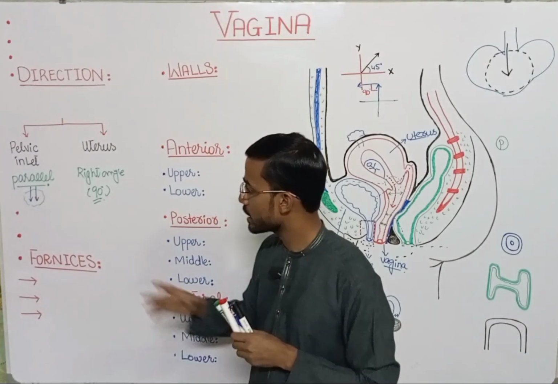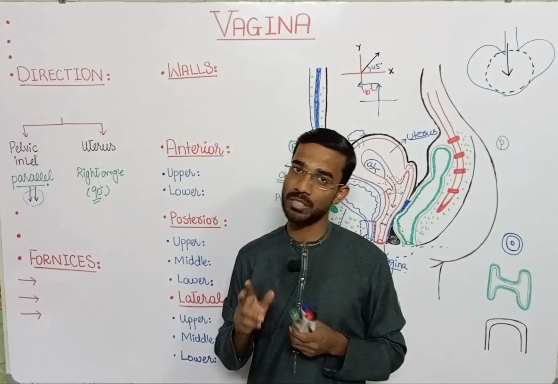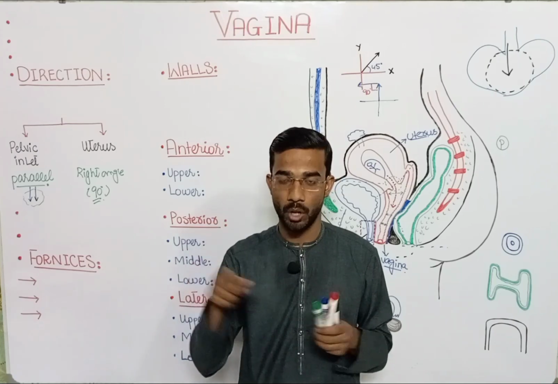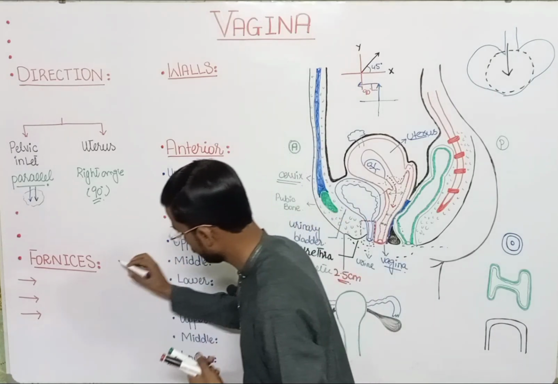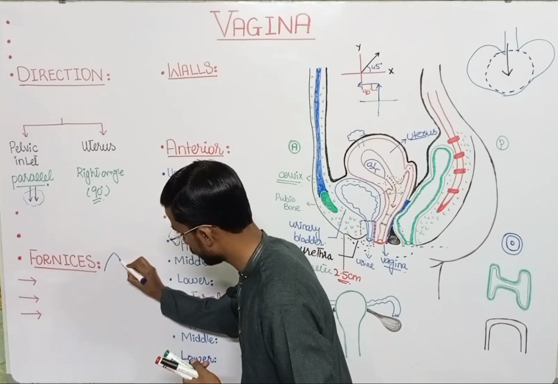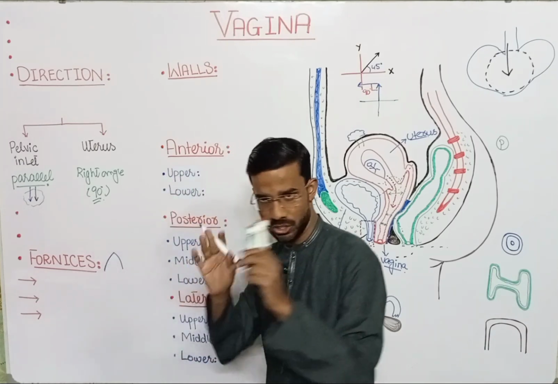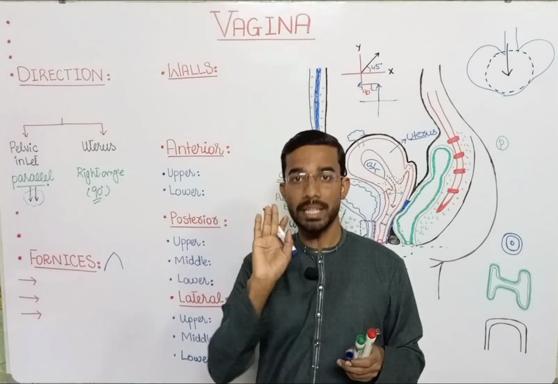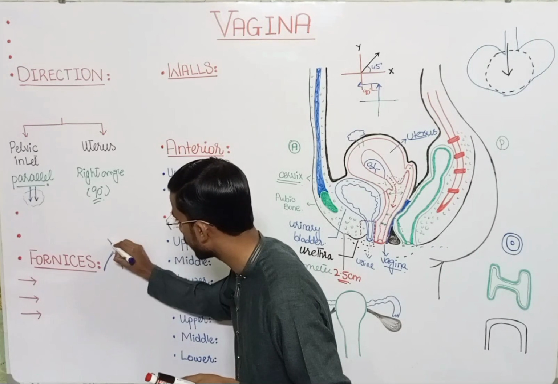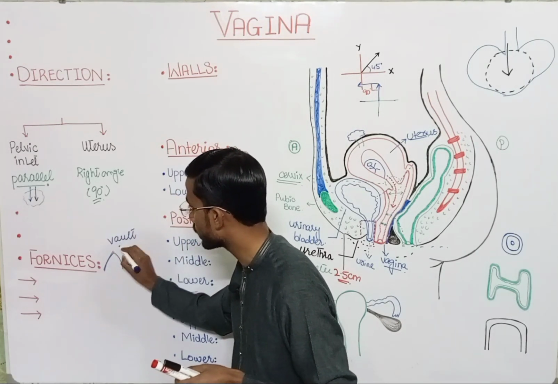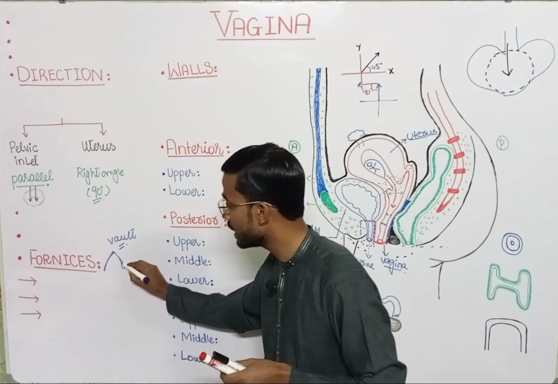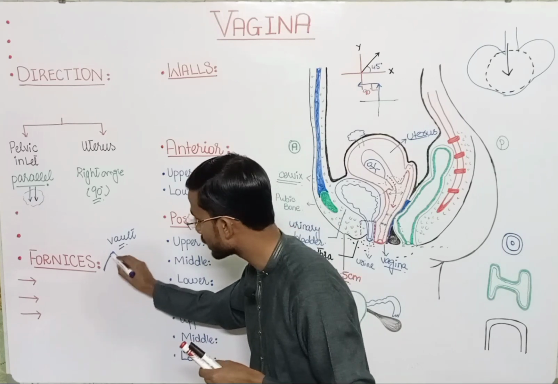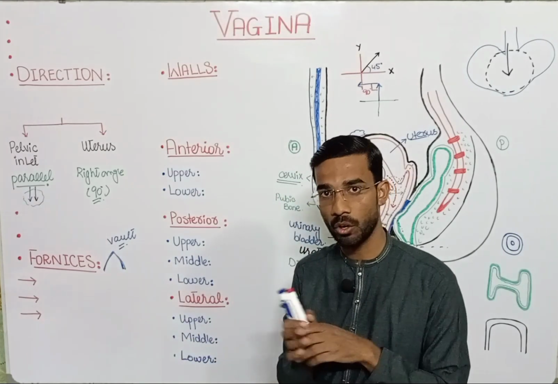Next we will discuss the fornices. What is fornices? Fornices is actually a vault, something like a tomb-like structure. When we see a tomb-like structure from inside, you will see the vault, V-A-U-L-T. So fornices are basically the vault, or you can say a roof like this. So this is the basic meaning of the fornices.